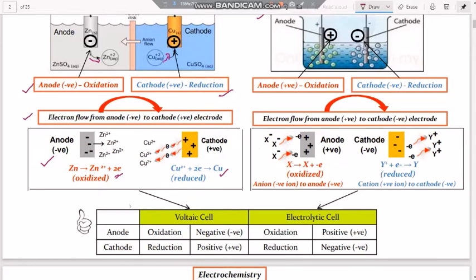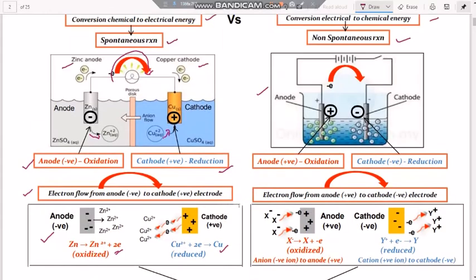So what are the main differences? At the anode, in the voltaic cell oxidation takes place and the anode is negative. Whereas in the electrolytic cell, at the anode oxidation takes place, but the anode is positive. If you consider the cathode in the voltaic cell, the reduction takes place at the cathode and the cathode is positive. Whereas in the electrolytic cell, at the cathode reduction takes place, but the cathode is negative. These are the main differences between the electrolytic cell and the voltaic cell.